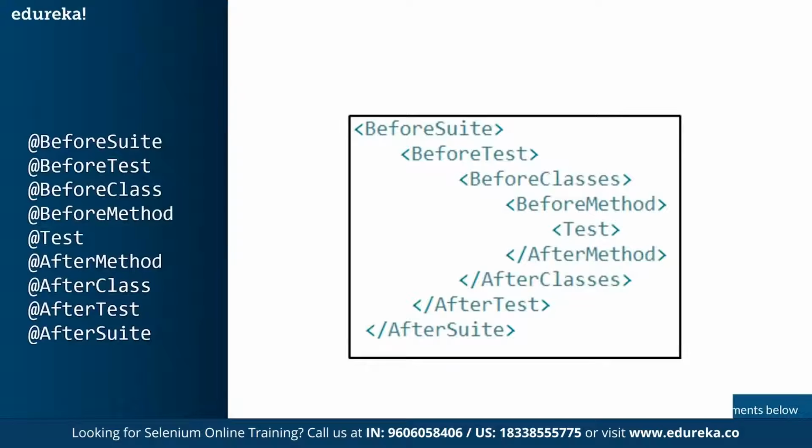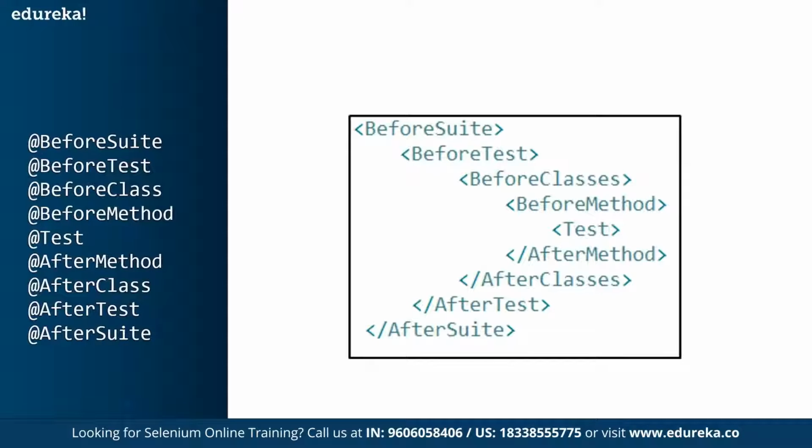So this is the flow of execution. First you have BeforeSuite, after that BeforeTest, after that BeforeClass, BeforeMethod, then you will get your Test annotation, and after that AfterMethod, AfterClass, AfterTest, and finally AfterSuite. So this is the execution flow.